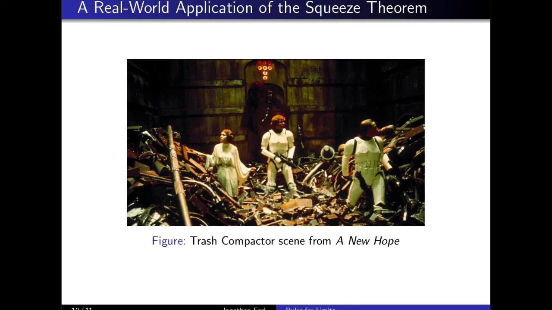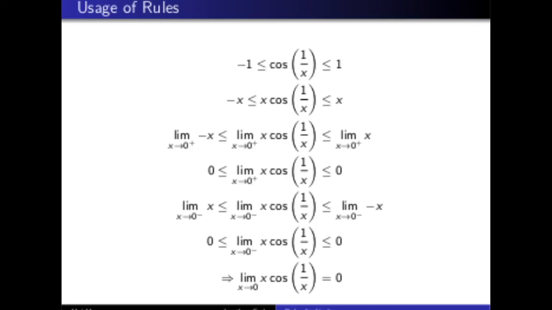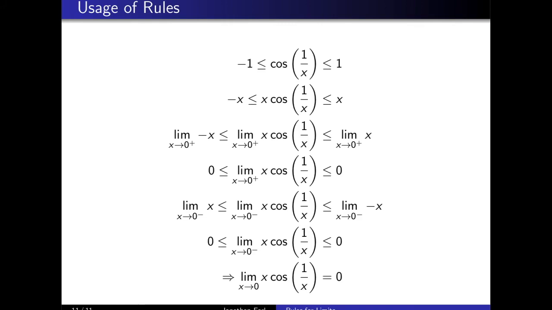Okay, so what we want to do is see how the squeeze theorem is going to actually work in practice, particularly on this limit as x goes to 0 of x cosine of 1 over x. The first thing we need to do is come up with a function that's always smaller than the function we're concerned with and also one that's always bigger. We know cosine of 1 over x is always between minus 1 and 1, except at x equals 0, but we're not really concerned about what's happening at x equals 0. And then we can multiply everything by x.